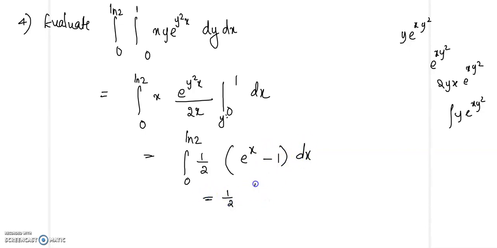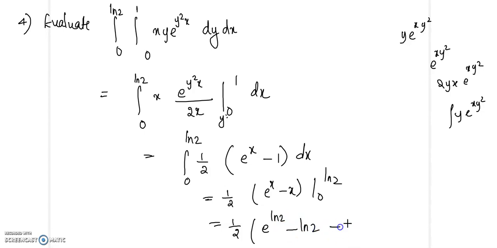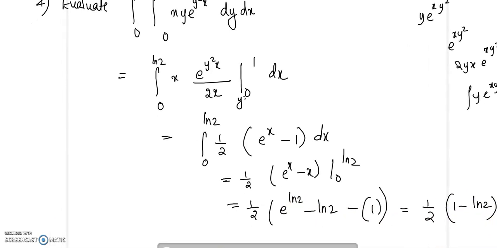So that gives 1 by 2 e raised to x minus x from 0 to ln 2. So we will get 1 by 2 times e raised to ln 2 minus ln 2 minus e raised to 0, which is 1. Now e raised to ln 2 is equal to 2, and 2 minus 1 is 1. So we will get 1 by 2 into 1 minus ln 2.